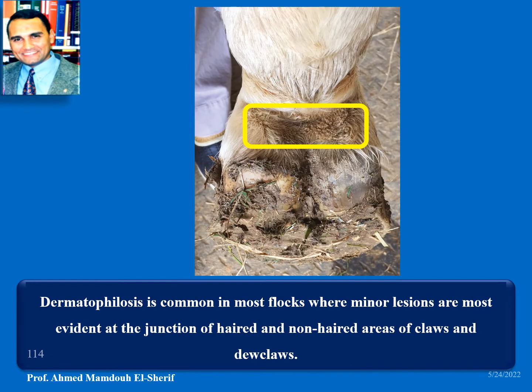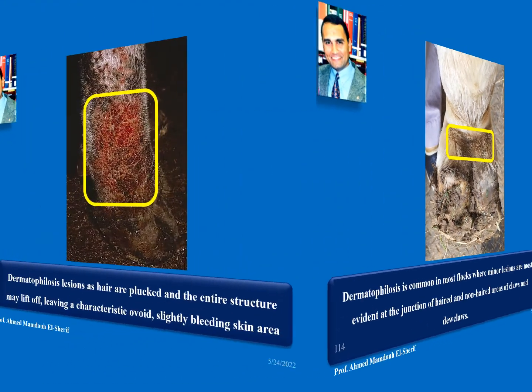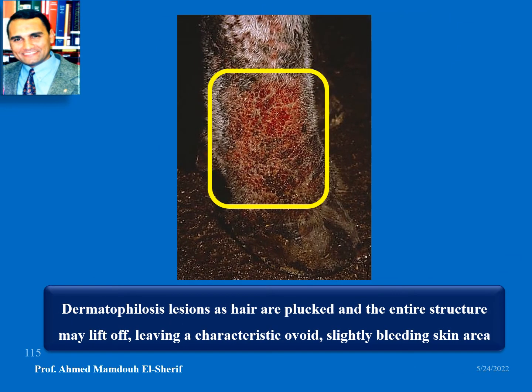Dermatophilosis is common in most flocks, where minor lesions are most evident at the junction of haired and non-haired areas of claws and dewclaws of infected donkeys. Dermatophilosis lesions as hair is plucked and the entire structure may lift off, leaving a characteristic ovoid, slightly bleeding skin area at the lower limb of an infected donkey.